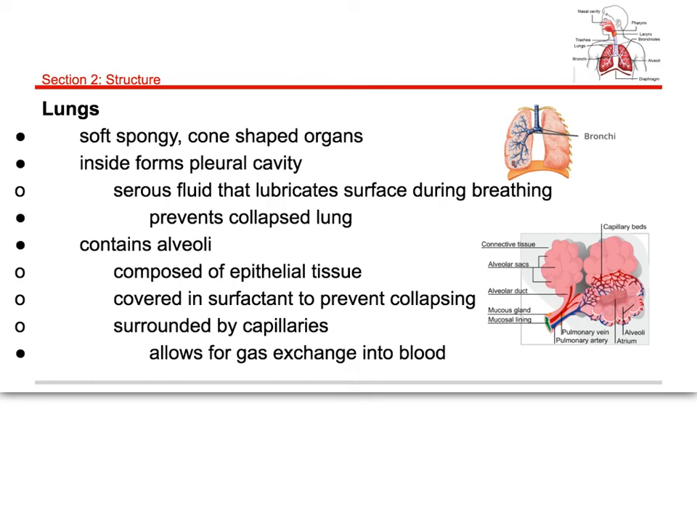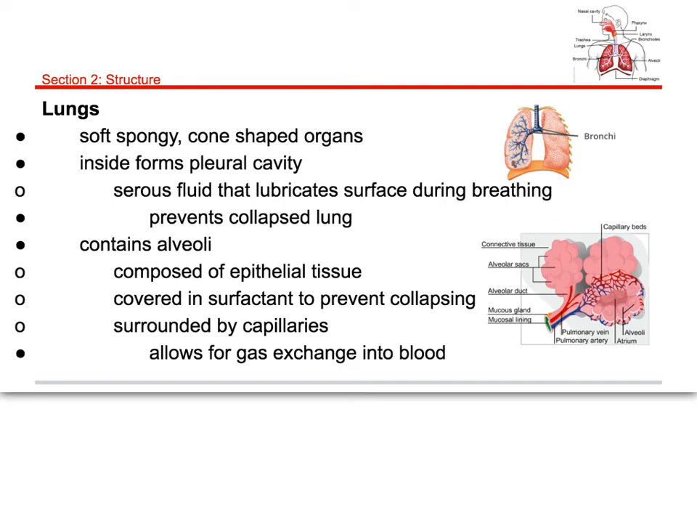Lungs are very soft, very spongy, and they're actually kind of cone-shaped. And inside, we have something called the pleural cavity, something we learned the very first week of school. And we have fluid in there. Notice that is serous fluid. One of the major points I talked about with serous is that it was the outer portion of our alimentary canal, and the major job of that is to prevent friction between organs. Well, this same fluid is found all over the inner surface of the lungs, and what that's going to do is prevent the lung from collapsing.